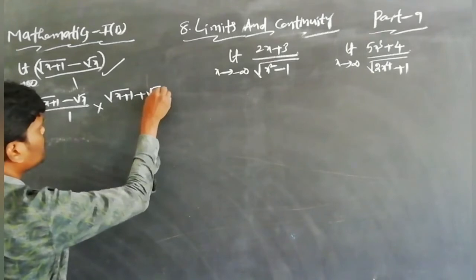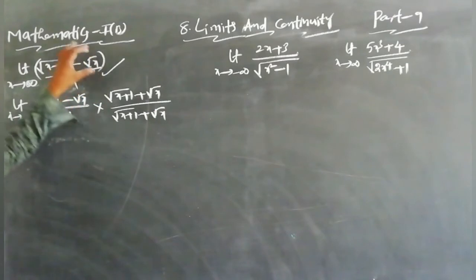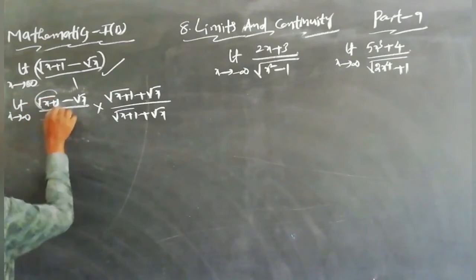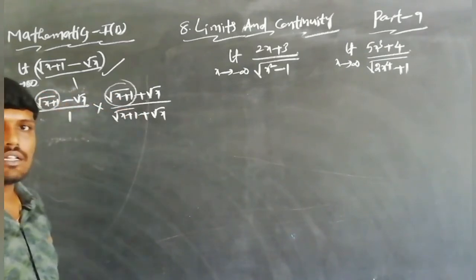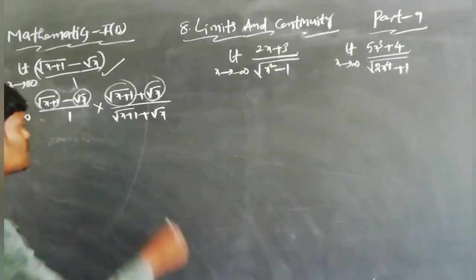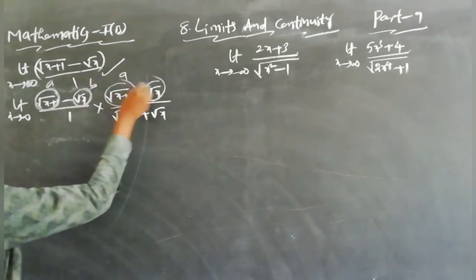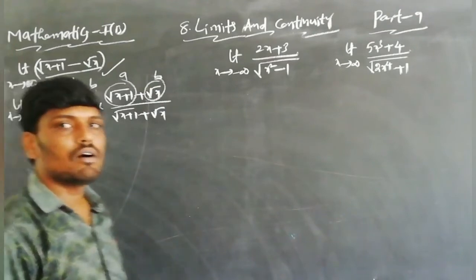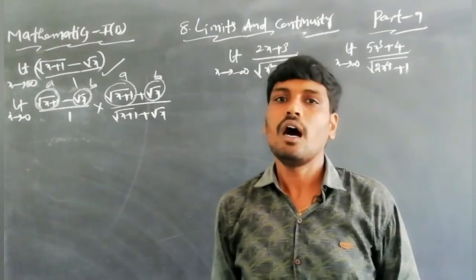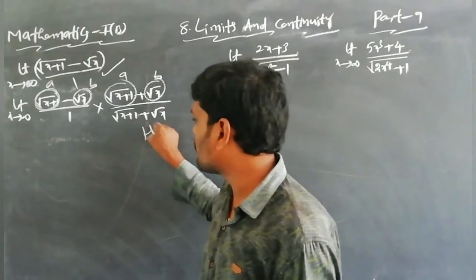Multiply by square root of x plus 1 plus square root of x, over square root of x plus 1 plus square root of x. Here minus is there; rationalizing the numerator, you get a positive. Here square root of x plus 1 is there, and here also. Here root x is there, and here also. Suppose this one is a and this one is b. This is in the form of a minus b into a plus b, so we can write the a square minus b square formula. After that, simplify like the previous problem. This is the assignment or homework problem.